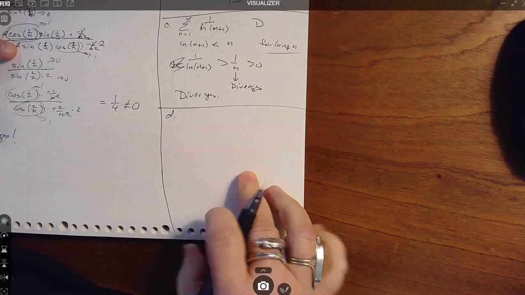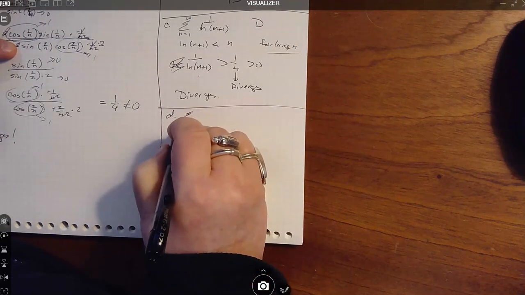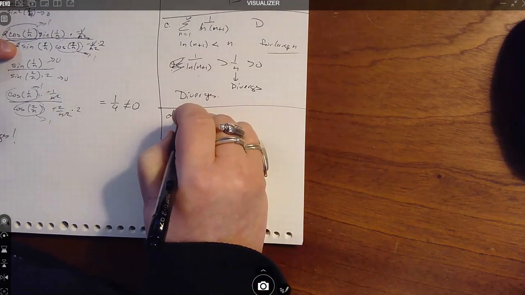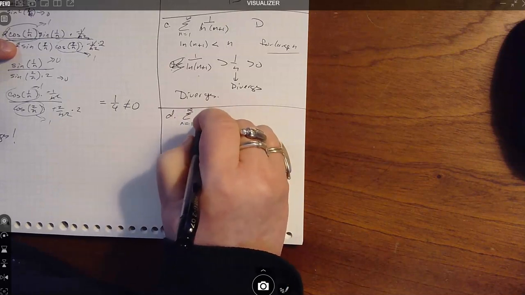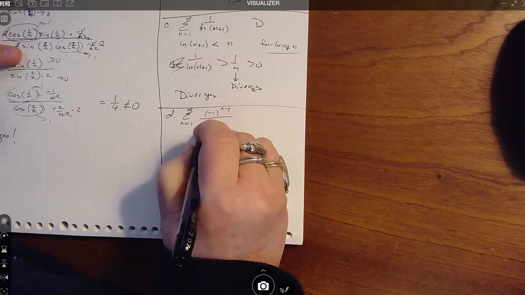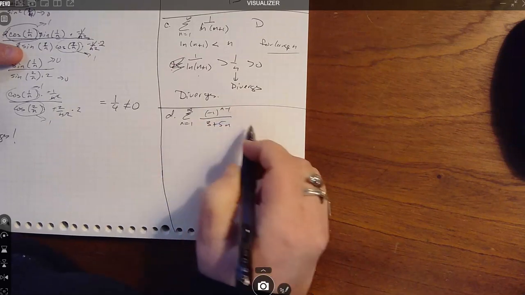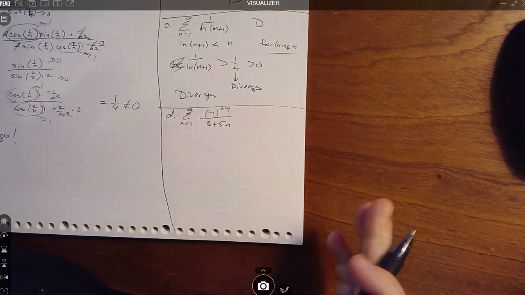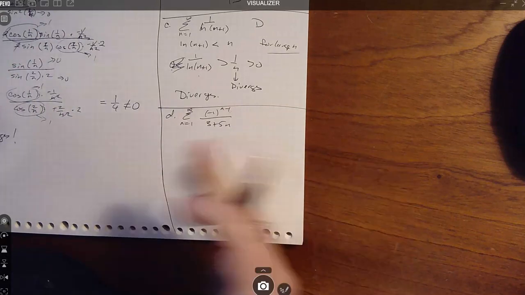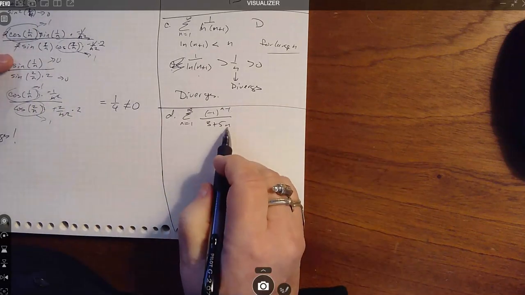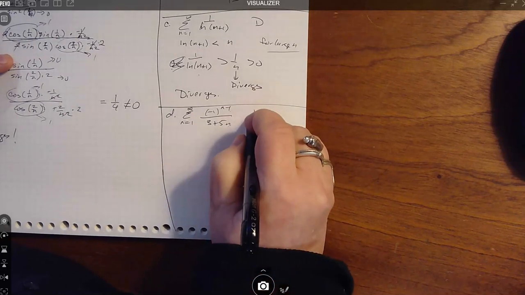D, let's see, we have the summation as n goes from 1 to infinity of (-1)^(n-1) over 3 plus 5n. Do I care that that's n minus 1 instead of n? No, it just means that the alternating part shifts by 1. I see that my p is equal to 1.